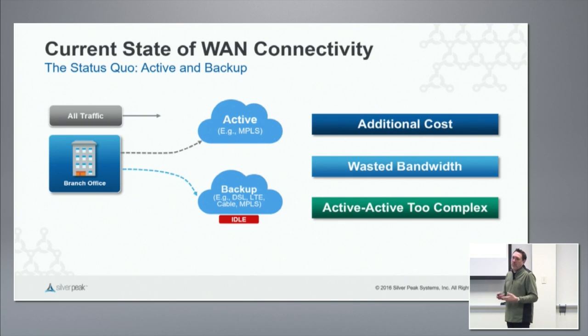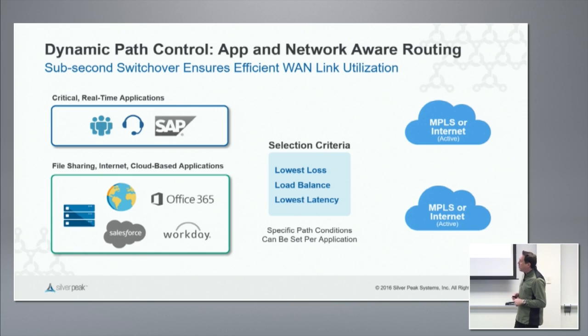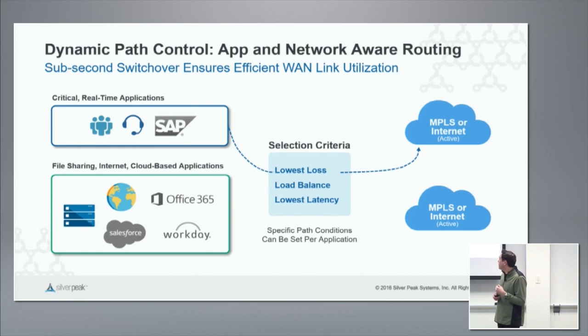And what that means is obviously wasted money, wasted bandwidth, and it's just too complicated to manage. So dynamic path control is something we developed to solve that problem. The way dynamic path control works is that we're managing, in this example, we'll just talk about 2 links, but it could be several links. And we're choosing the right link depending on the performance guarantees we want a particular application to have.